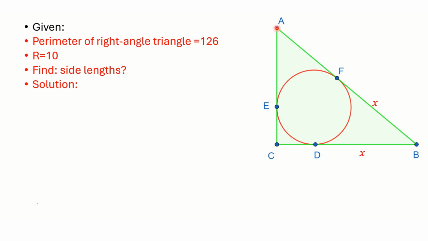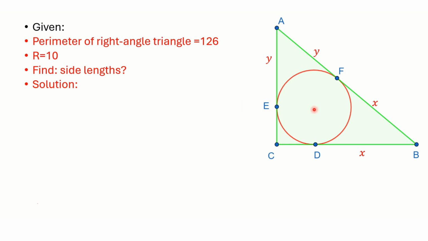Now similarly, this is another point. So this is one tangent and this is another tangent. So from this external point, two tangents have been drawn to this circle. This means this length is equal to this length. Let us call this length y.